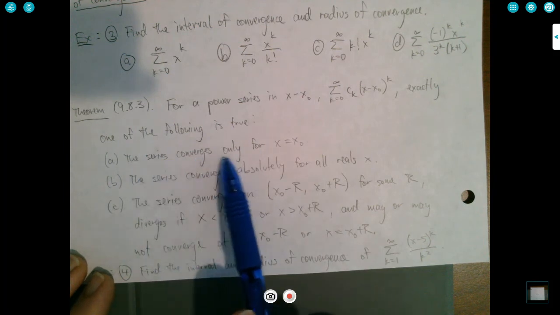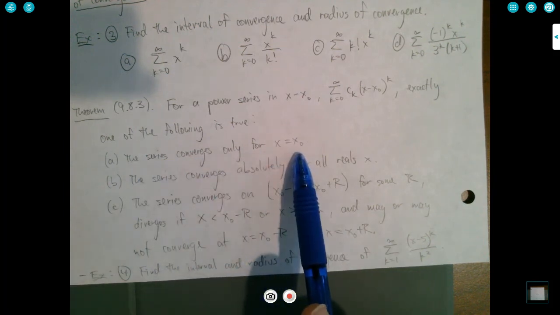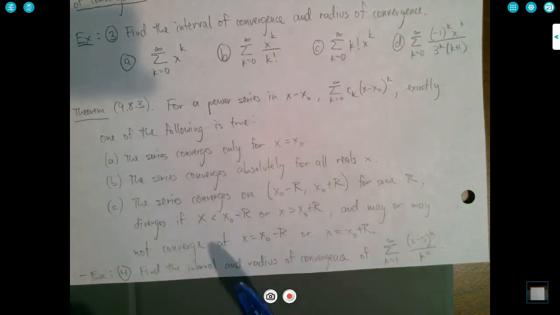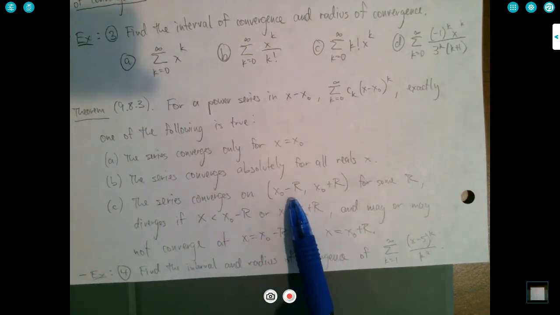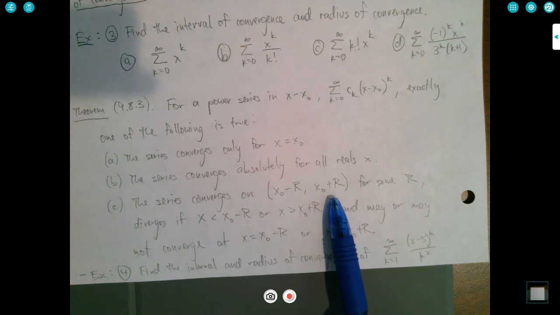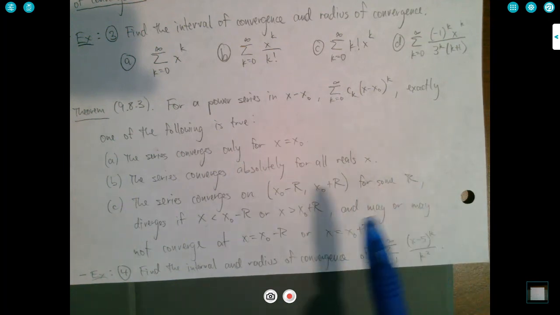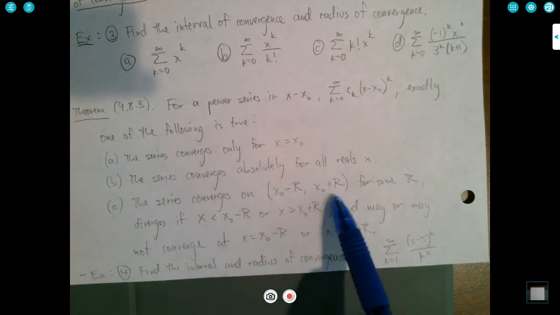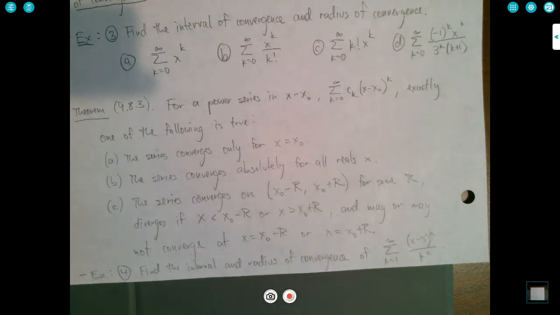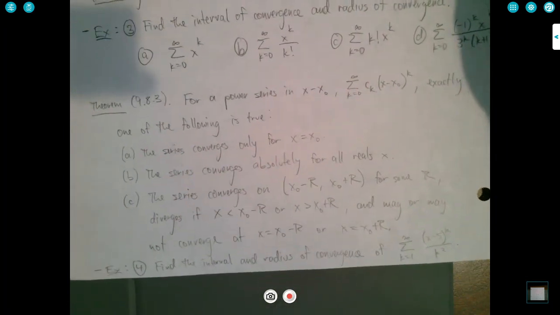Either the series converges only for x equals x naught, or the series converges for all reals, or the series converges on some interval x naught minus r, x naught plus r, right? Where r is your radius of convergence. You don't know what happens at the endpoints, so you have to actually test those, okay? So let's do an example of that, and then we'll call it good for this section.